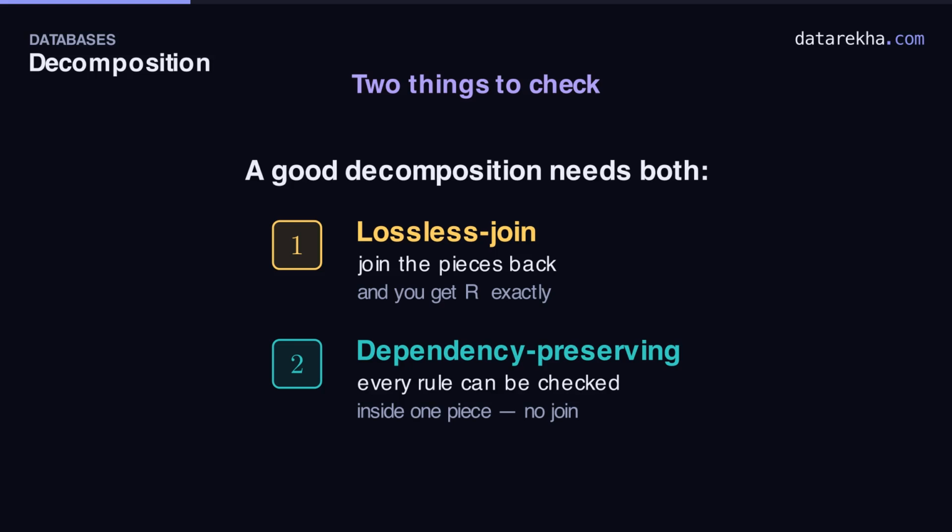Lossless join is about rebuilding your data safely. Dependency preservation is about policing your rules cheaply. We'll take them one at a time, and the first one is where the real danger lies.